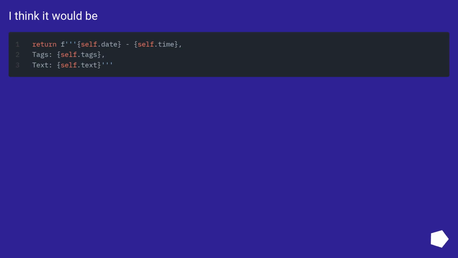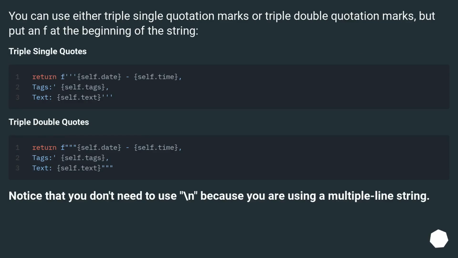I think it would be. You can use either triple single quotation marks or triple double quotation marks, but put an f at the beginning of the string. Triple single quotes. Triple double quotes. Notice that you don't need to use \n because you are using a multiple line string.